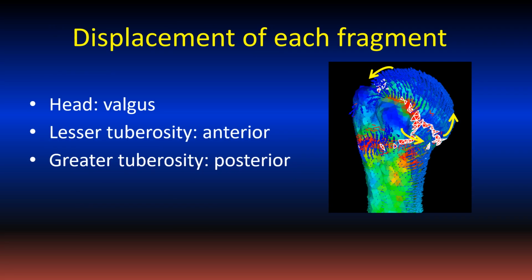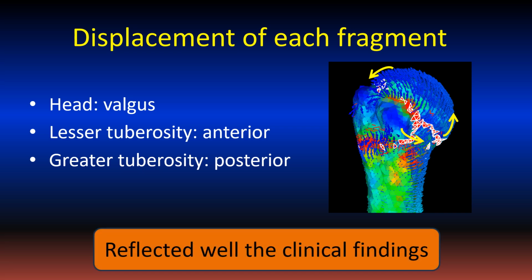Moreover, the results of the present study clearly indicated that the humeral head may displace towards the valgus direction, and lesser and greater tuberosities may displace anterior and posterior directions respectively. We assume that such displacement patterns reflected well the clinical findings.